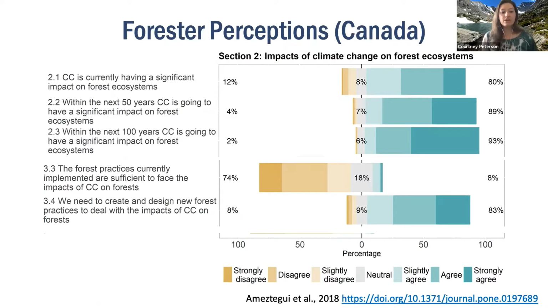And then also thinking about forest practices that are currently being implemented, almost 75% of the foresters who took this survey disagreed that the current practices we're implementing on the ground are sufficient to face impacts of climate change on forests. And so again, the actions we're taking now are not necessarily going to address those impacts that we're thinking are going to have a significant effect 100 years into the future. And so this again shows that we just need to be creating and designing new forest practices to deal with the impacts of climate change on our forests.